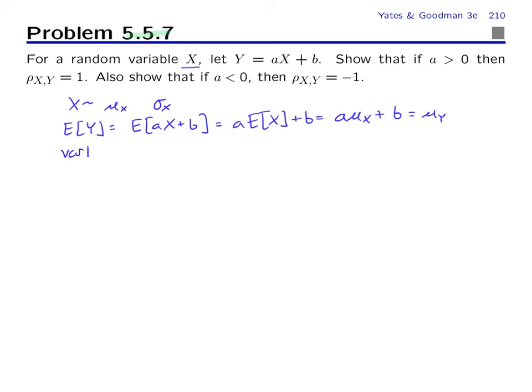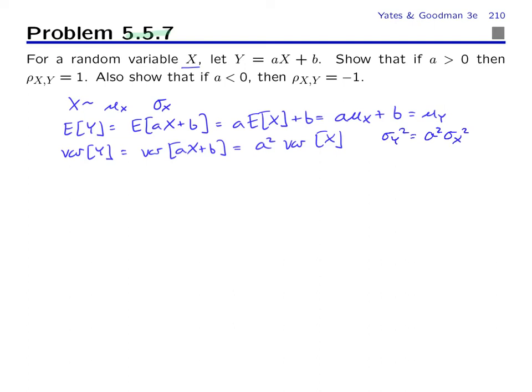Similarly, the variance of Y is the variance of aX plus b. And if you remember our earlier theorem, the offset b doesn't change the variance. The variance changes by a squared. So it's a squared times variance of X. So we can write this as sigma y squared is equal to a squared times sigma x squared. And it's tempting to take a square root, but you have to be careful here because the a could be positive or it could be negative.